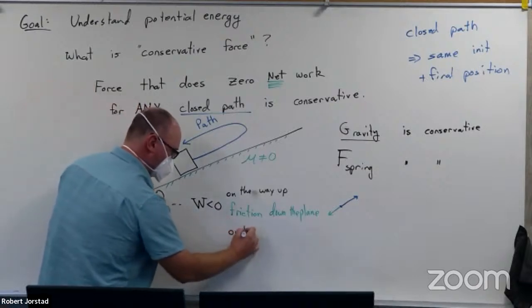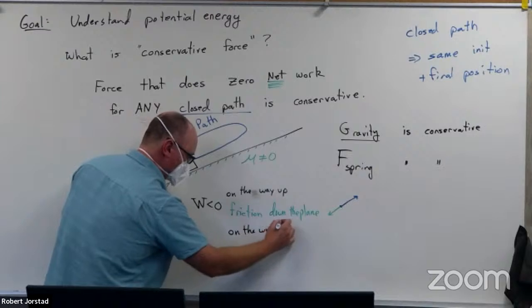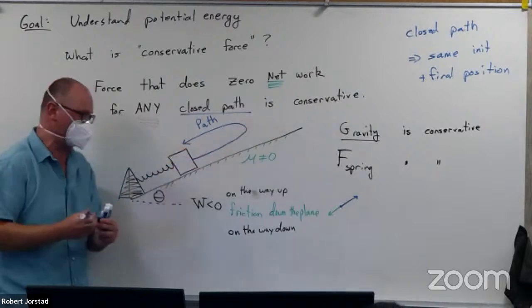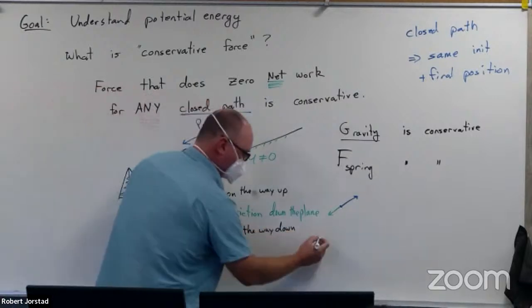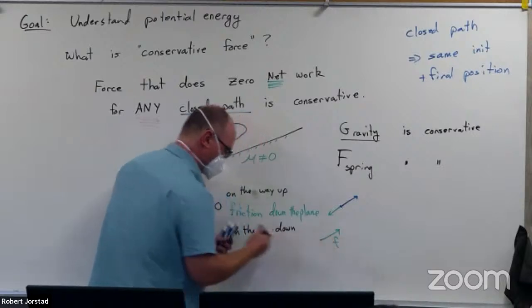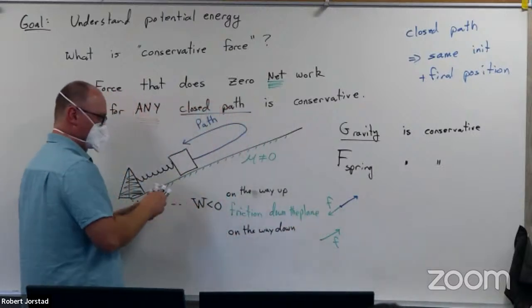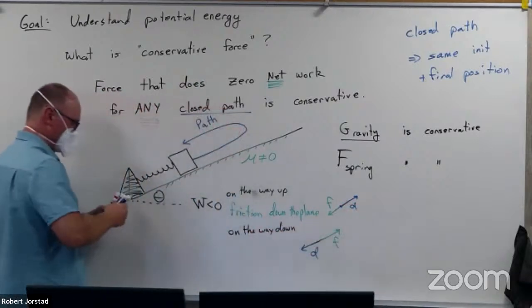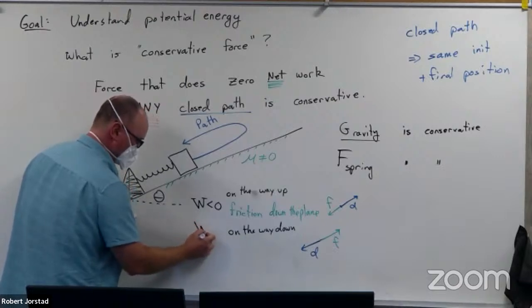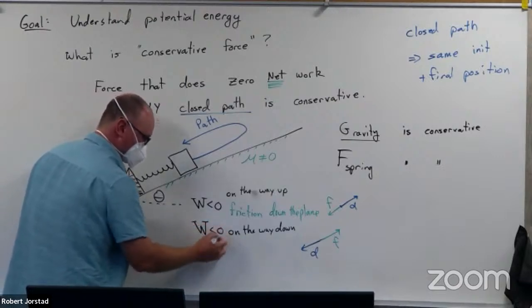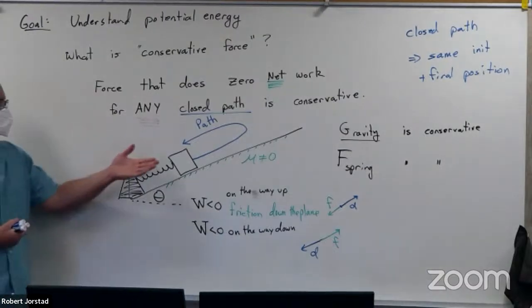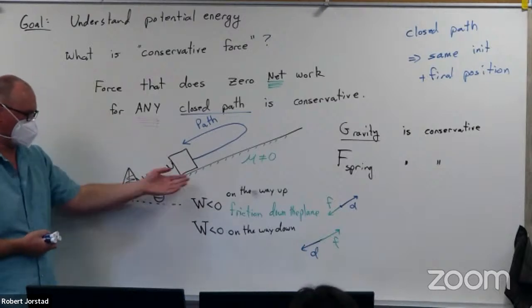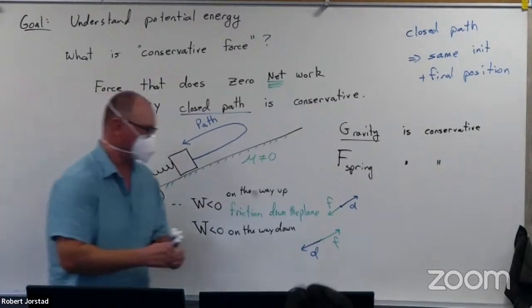What about on the way down? It's hurting you both directions. Friction slows you down on the way up and on the way back. On the way down, friction's up. Displacement is down the hill. Work is negative. Is friction a conservative force? No, it does negative work on this path. And if we can find just one path where the work is non-zero, it's not conservative.